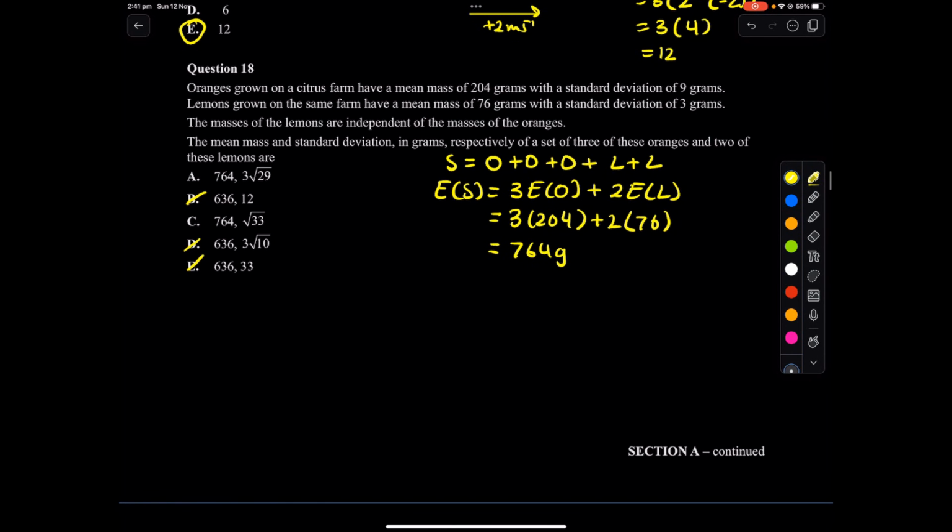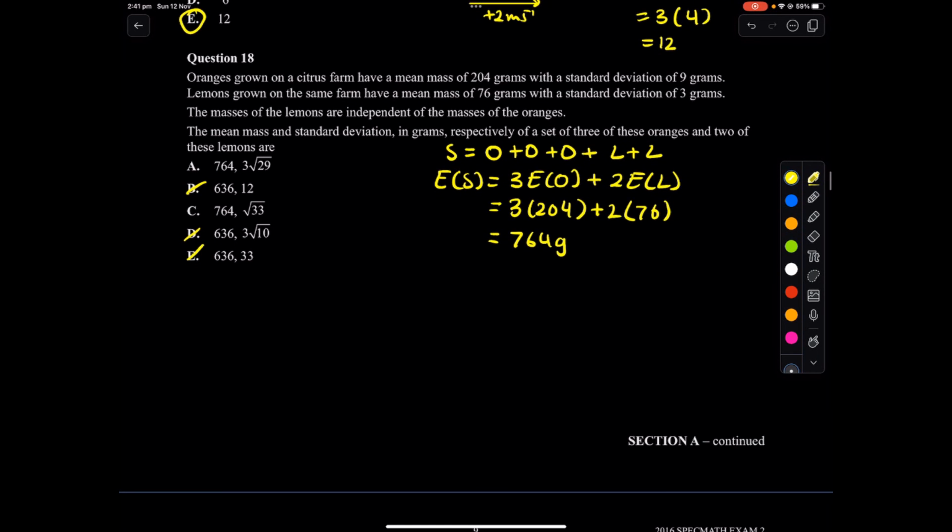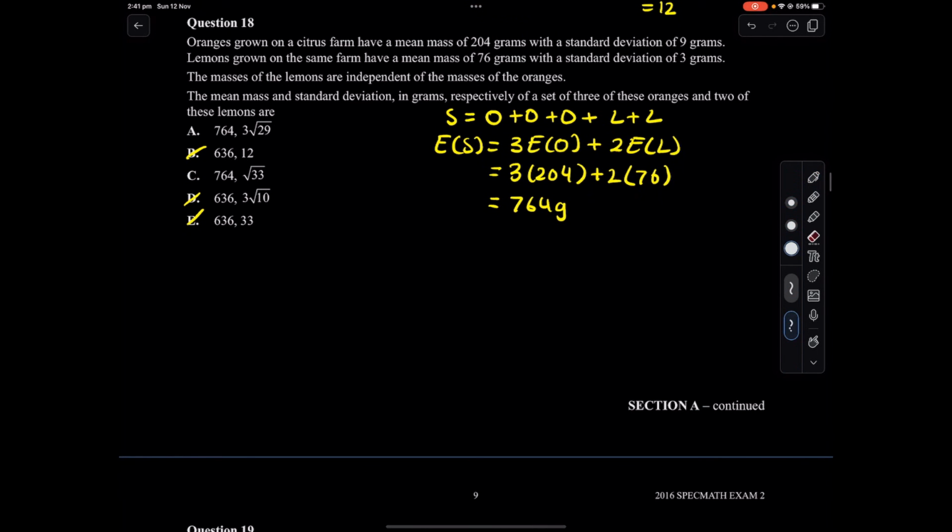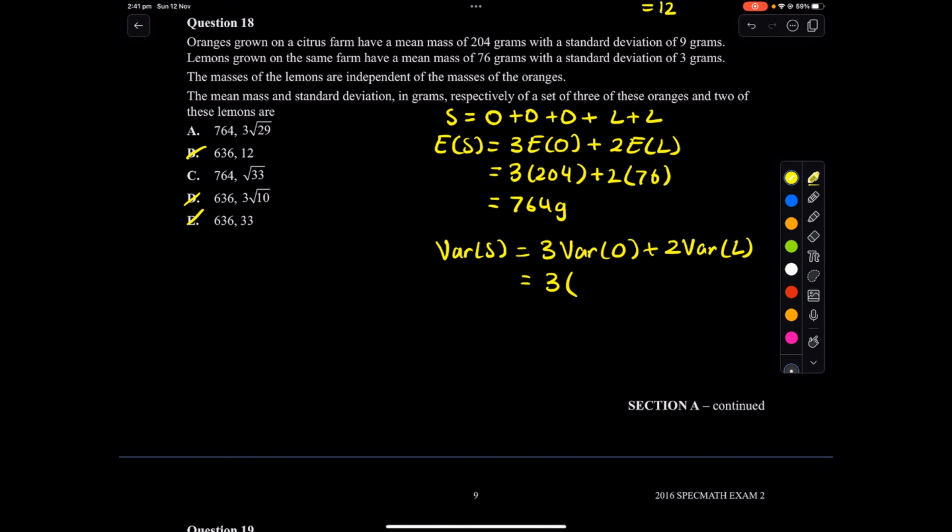We need to find the standard deviation now. So think of it in terms of variance. Let's first find the variance of S. Again, the variance of S is going to be 3 var of O plus 2 var of L. The variance of O is 9 squared, which is 81, plus the variance of lemons, which is 9.